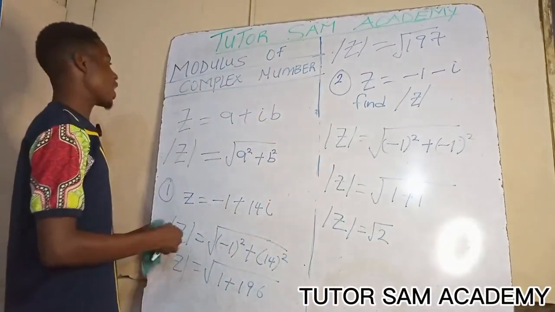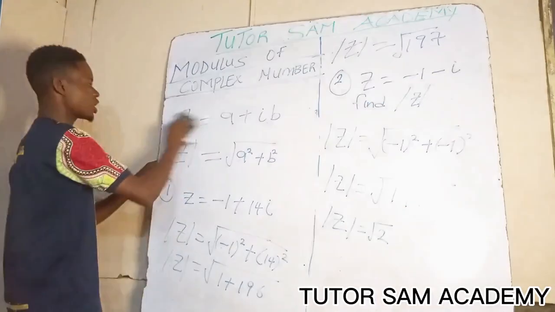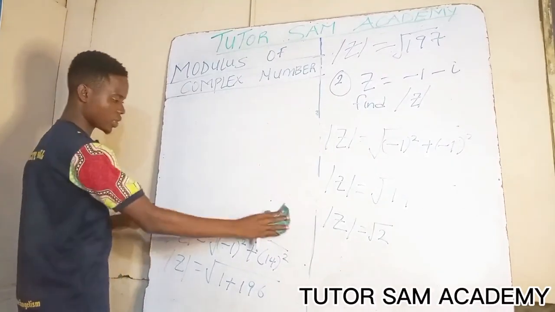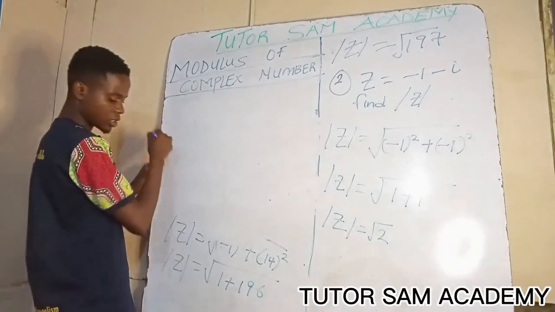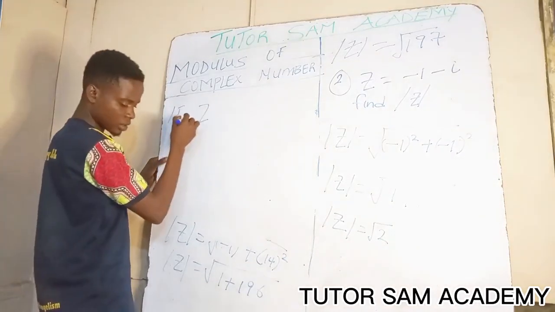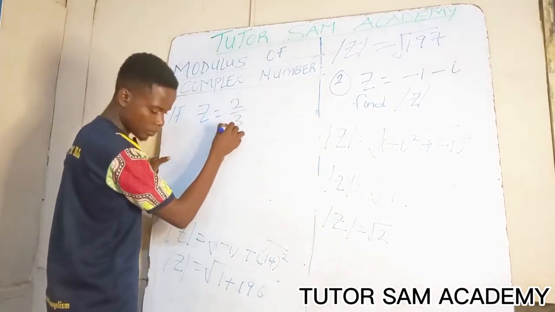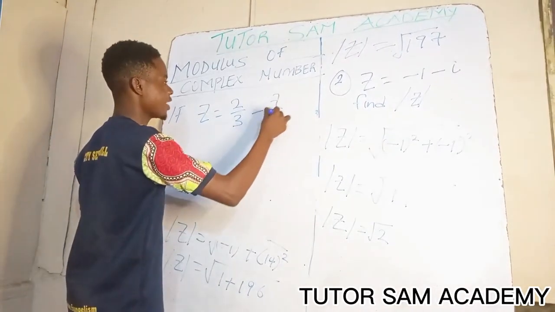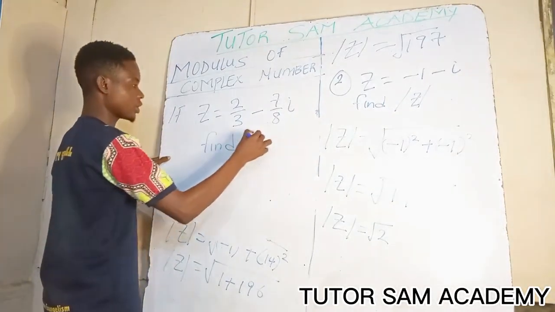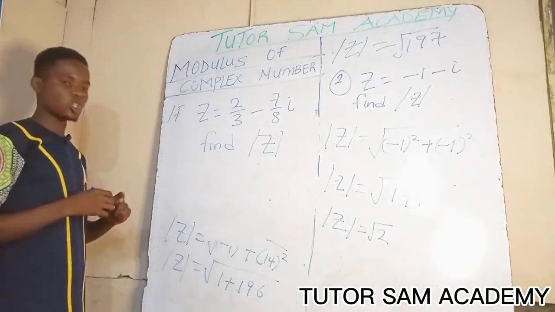So you can try this finally on modulus of complex number. You can try this for yourself. If z is equal to 2 over 3 minus 7 over 8i, find the modulus of z. So you can try this and just try yourself.